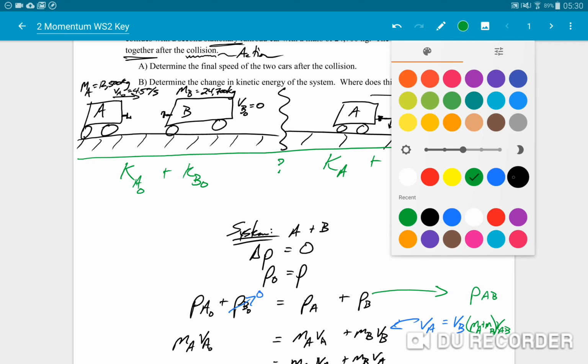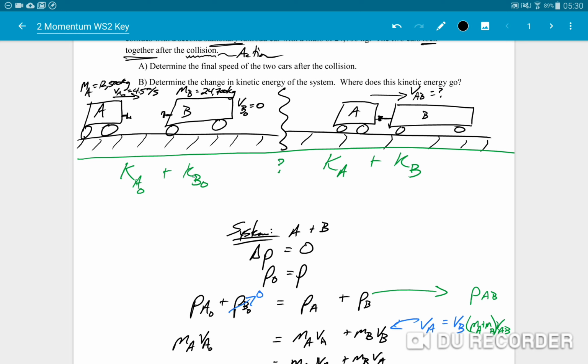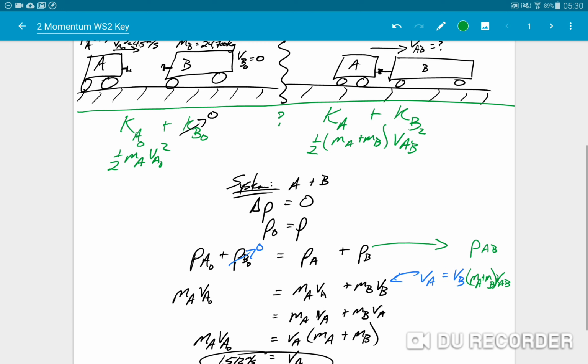Now, knowing the kinetic energy formula is 1/2 mv squared, we know that this guy right away is going to be 0 because it's got 0 velocity there. So if I go and do that, that's 1/2 m_A v_A naught squared. And this guy over here is just going to be 1/2, well, they're going to have the same velocity here, so I can think about it as the mass of A plus the mass of B times the velocity of AB, however you want to say that. But don't forget to square that as well. And so then we'll compare those.